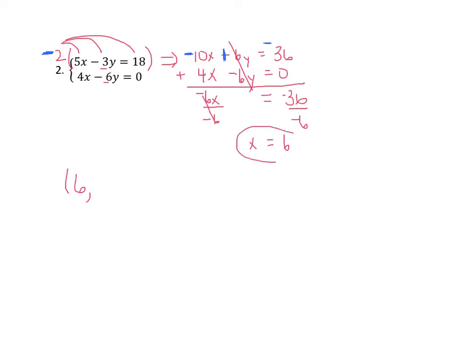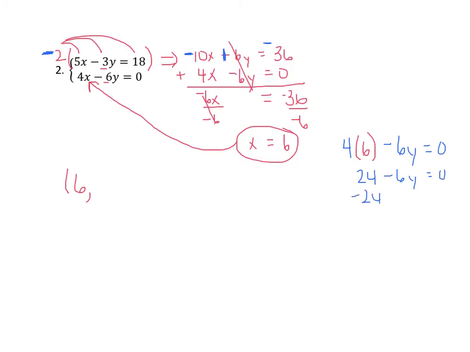So let's just take this x equals 6. I'm going to plug it into the bottom equation because it just has some smaller numbers. So let's do that over here. So I'm going to have 4 times my 6 that I just found minus 6y, and that equals 0. So let's figure out what that would be. 4 times 6 is 24, minus 6y equals 0.